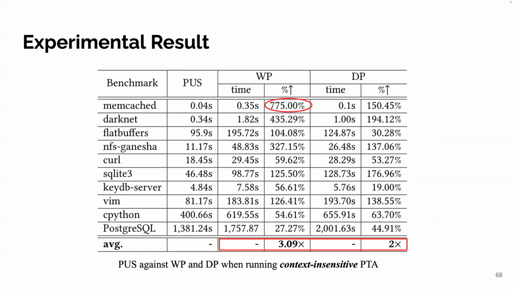So for the performance, when applying the partial update solver to solve context-insensitive points-to analysis, it is more than 3 times faster than wave propagation and more than 2 times faster than deep propagation on average. Especially, it has more than 7 times speedup on memcached.